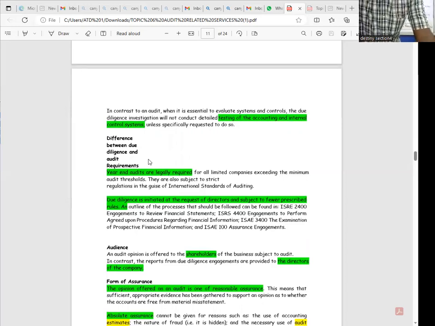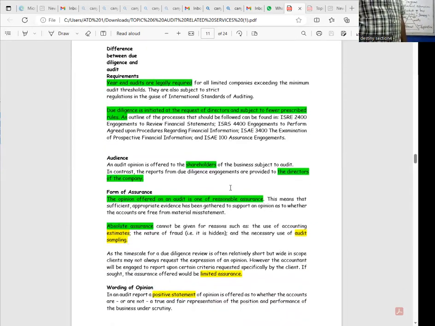Requirements: year-end audits are legally required for limited companies that exceed the minimum audit threshold. They are also subject to strict regulation in the guise of the International Standards on Auditing. Due diligence is initiated at the request of the directors and subject to fewer prescribed rules. An outline of the process that should be followed can be found in ISRE 2400, engagements to review financial statements, ISRS 4400, engagements to perform agreed-upon procedures regarding financial information, ISAE 3400, the examination of prospective financial information, and ISAE 3000, assurance engagements.